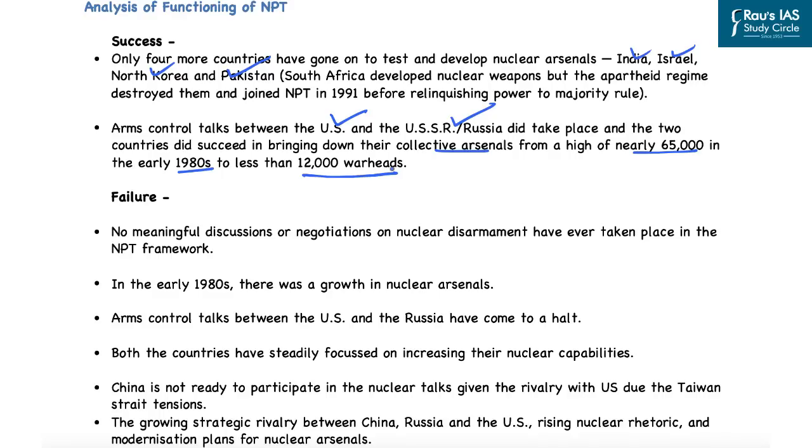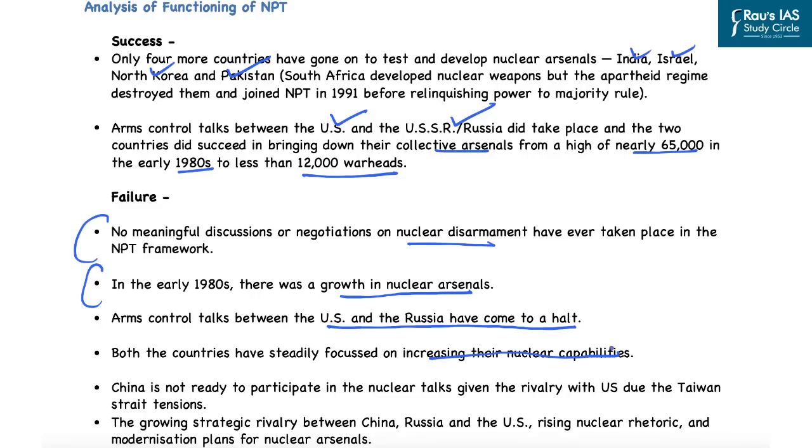Now, we are aware that one of the objectives of the NPT treaty was disarmament. However, no meaningful discussion or negotiations on nuclear disarmament have taken place in the NPT framework. Further, in the early 1980s, there was a growth in the nuclear arsenals. That is, a few years after the finalization of the NPT treaty, growth in the nuclear arsenal was witnessed. Further, the arms control talks between the US and Russia have come to a halt because of the present crisis in Ukraine, and both countries have steadily focused on increasing their nuclear capabilities in the recent past.